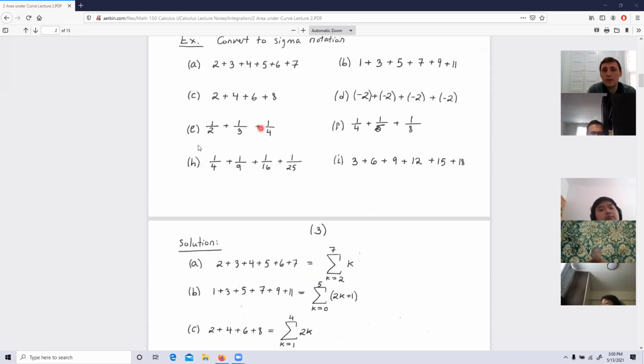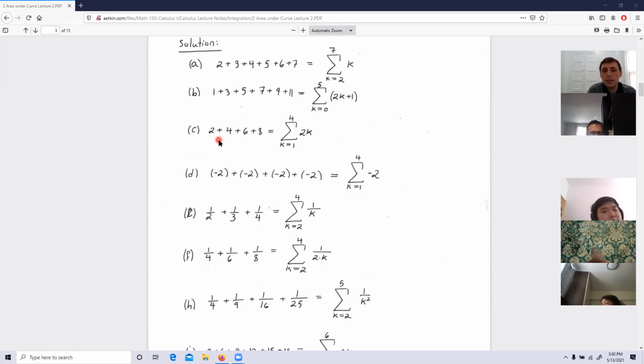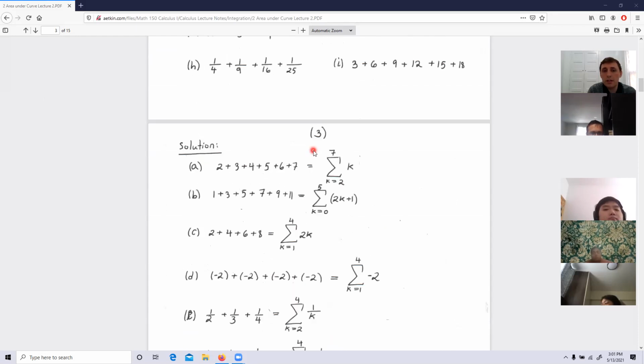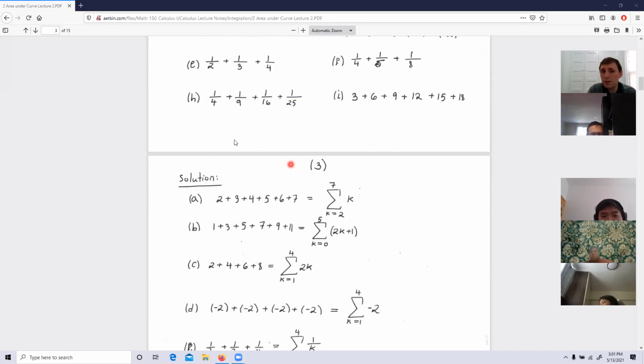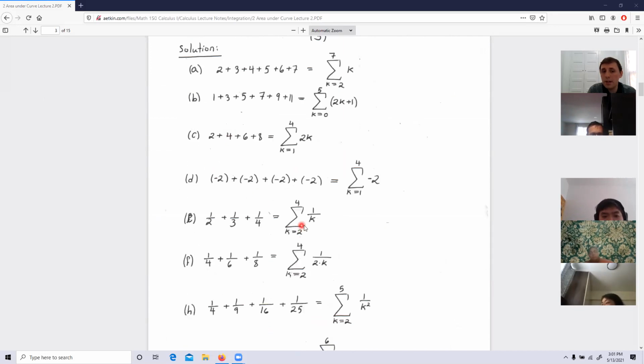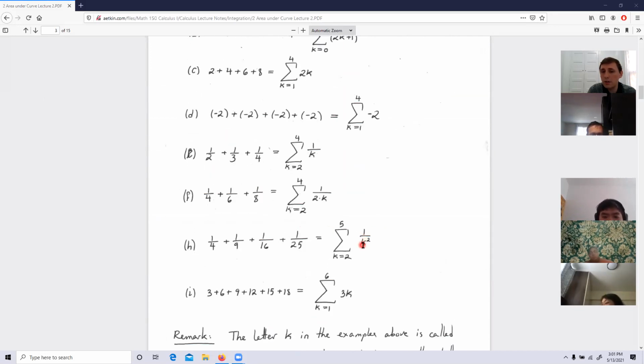Right, so you have a bunch of fractions. Here, for fractions, it's 1 over k. H is for even fractions, so actually, no, it's 1/4, 1/9, 1/16, 1/25. So those are what? 4, 9, 16, 25. Those are squares. So H is a summation of 1 over k squared.